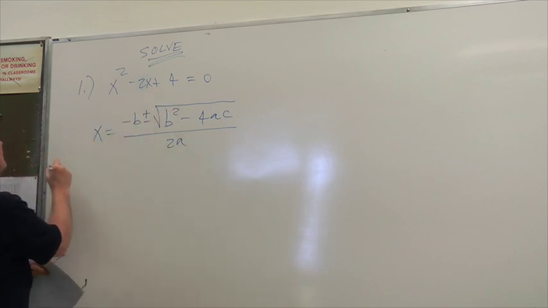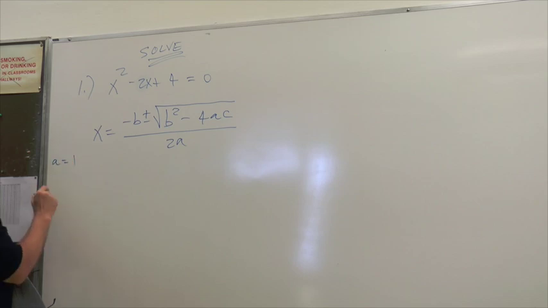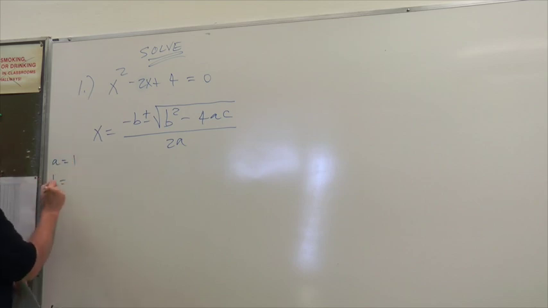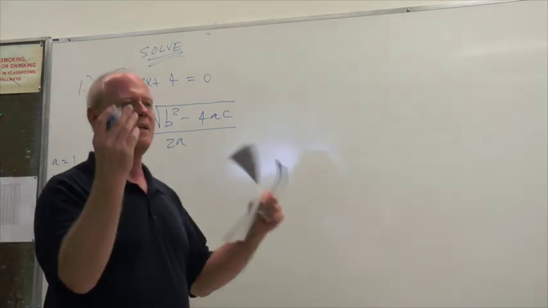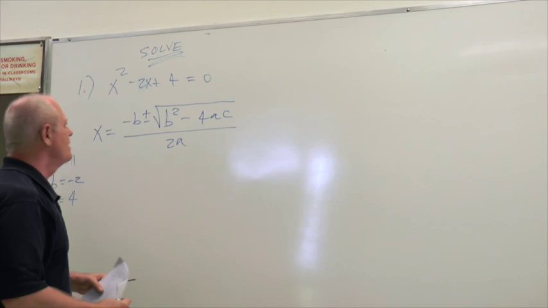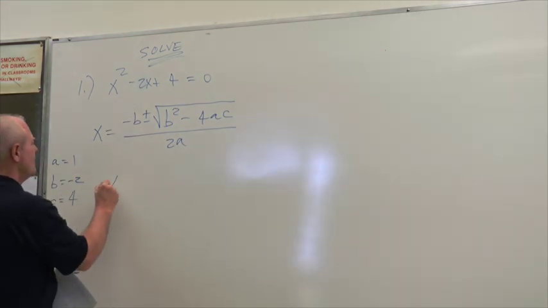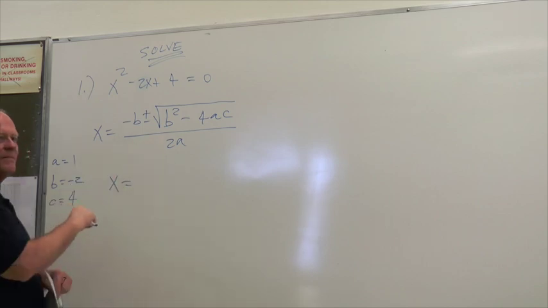So what is a in our problem? 1, positive 1. The sign goes with the coefficient, right? What is b? -2. Good. And what is c? 4. Positive 4, right? Now, the rest is just what? Plug them in, solve for x, right? Remember, we're solving for x here.